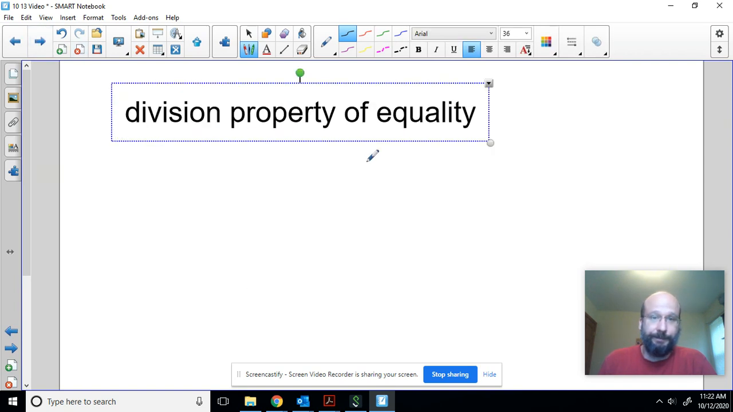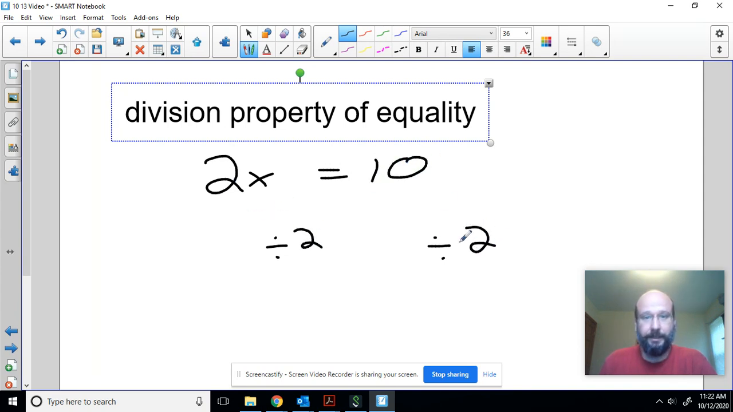The other two are the division property of equality. Again, you would divide on both sides of an equal mark. So like 2x equals 10. You divide 2 from here and divide 2 from here. This step is a division property of equality.